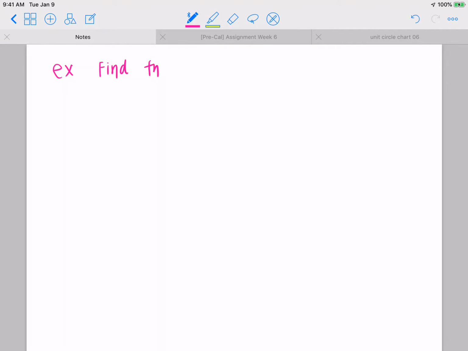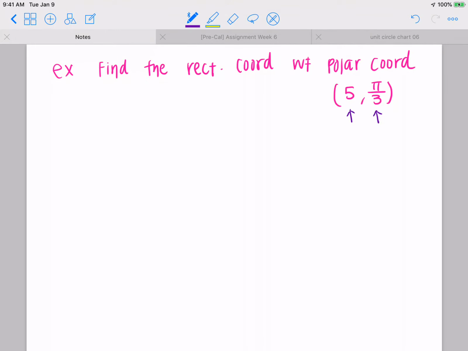Find the rectangular coordinates with polar coordinates 5 comma pi over 3. Okay, so what do each of these represent? This is our r and this is the theta. So follow the formula from earlier to solve for your rectangular.